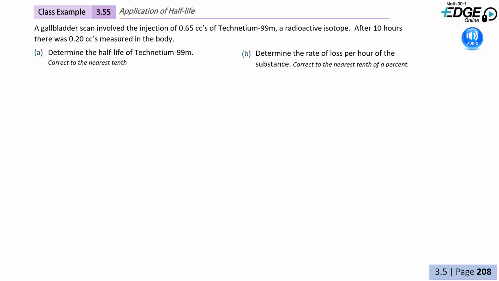Class example 3.55. A gallbladder scan involved the injection of 0.65 cc's of technetium-99m, which is a radioactive isotope. After 10 hours, there was 0.2 cc's measured in the body. Determine the half-life of technetium-99m.